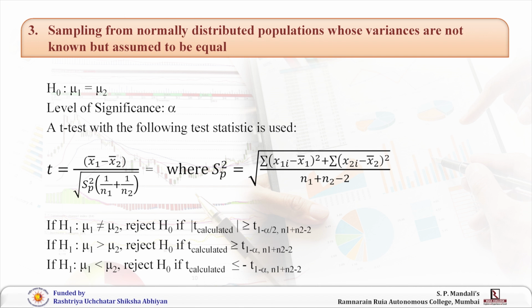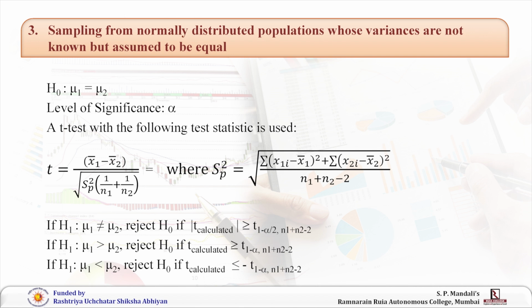a pooled variance assuming that the variances are equal, a single quantity where the pooled variance is calculated by the following formula. Now, the hypothesis to be tested will have a decision criterion: reject H0 for H1 not equal to, if the calculated value is greater than t with n1 plus n2 minus 2 degrees of freedom.